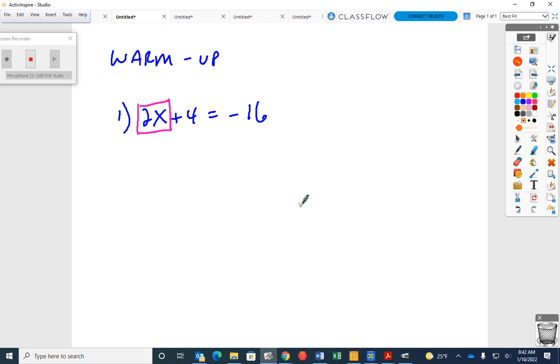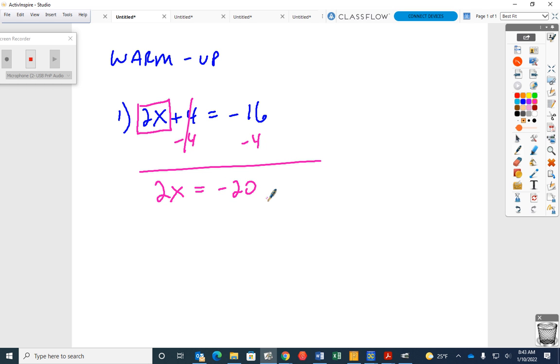Okay. And then I get rid of, what do I get rid of here? The things that are outside of the box. And that's a plus 4. So how do I get rid of a plus 4? Minus 4. So I do minus 4, and if I do it here, I also have to do it here, right? Okay, those cancel each other out. Now I bring it down, right? I have 2x equals a negative 16, and negative 4 would give me negative 20.